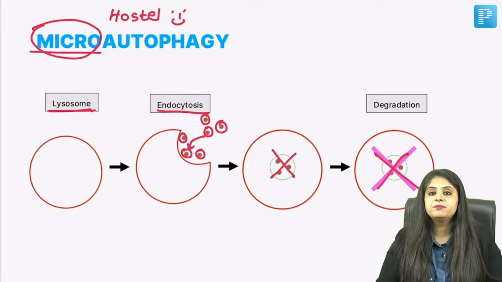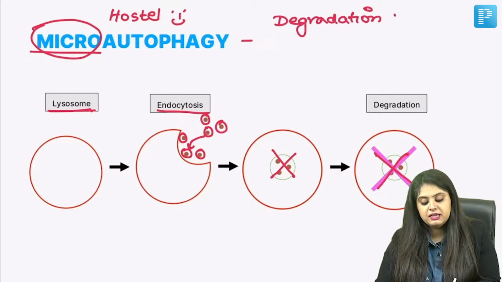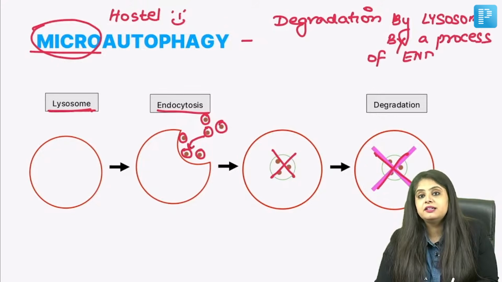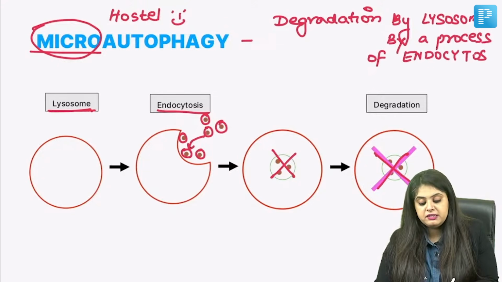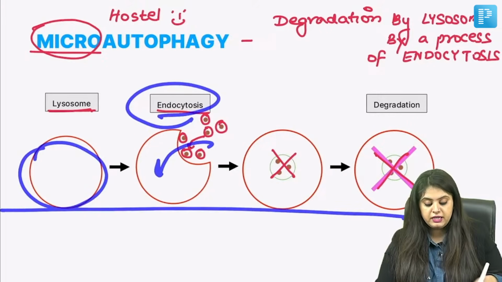Microautophagy is so simple. How will you write it in the exam? It is going to be degradation by the lysosomes. कैसे करा? By making a plate or by endocytosis? It is degradation by lysosomes by a process of endocytosis. That's how you write it. But किसी को समझ नहीं आता exam में. Till the time you don't make this diagram that there is a lysosome which is going to eat it by endocytosis, this will get you marks.